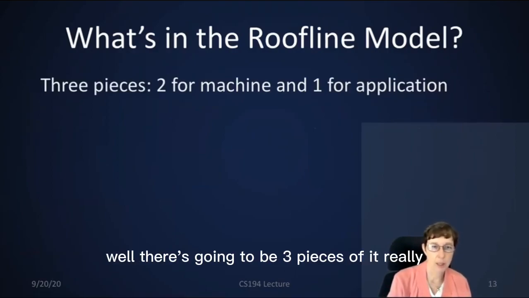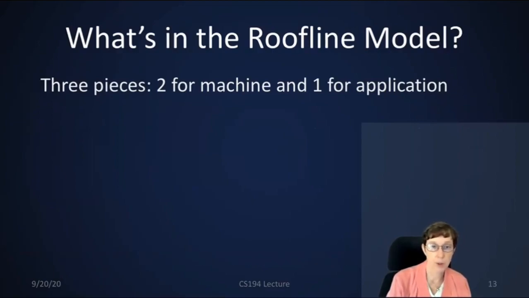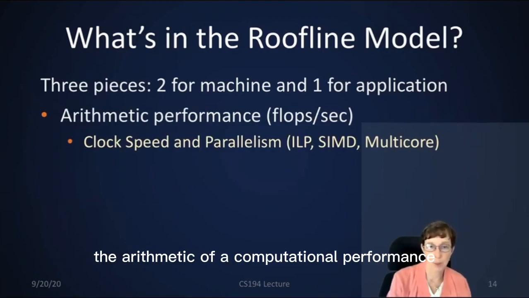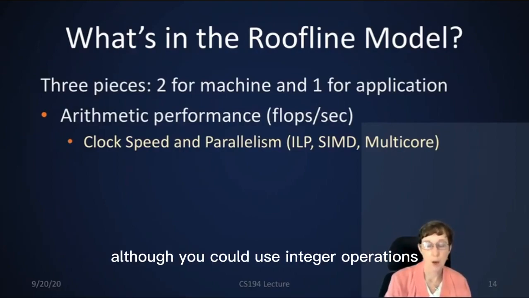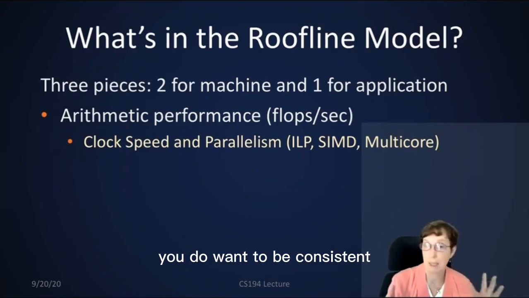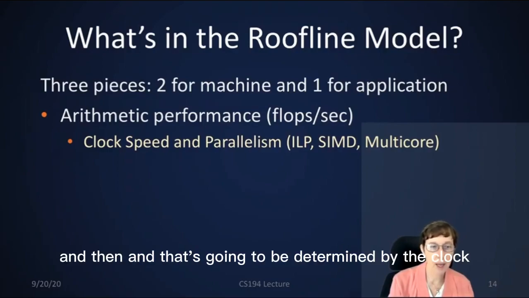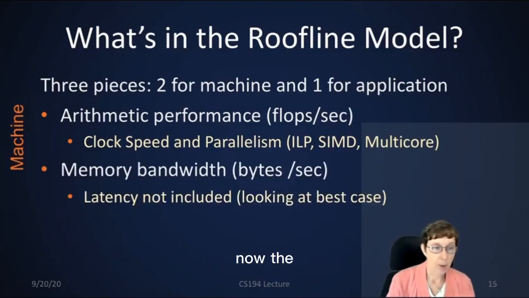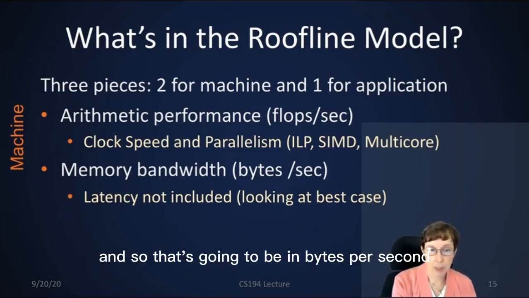Well, there are really three pieces of it, two about the machine and one for the application. We've already talked about the two characteristics of the machine that are important: the arithmetic or computational performance. So for example, the number of floating point operations per second, although you could use integer operations and you could use single or double precision floating point, you do want to be consistent on a particular instance of the roofline model about which of those you're using. And that's going to be determined by the clock speed and the parallelism, as I said before. Now, the memory bandwidth is the other key piece, and so that's going to be in bytes per second.